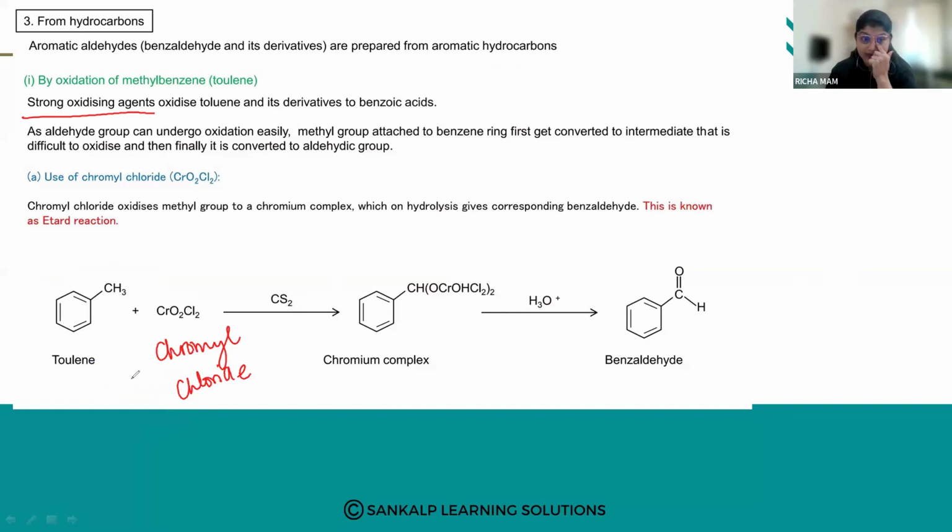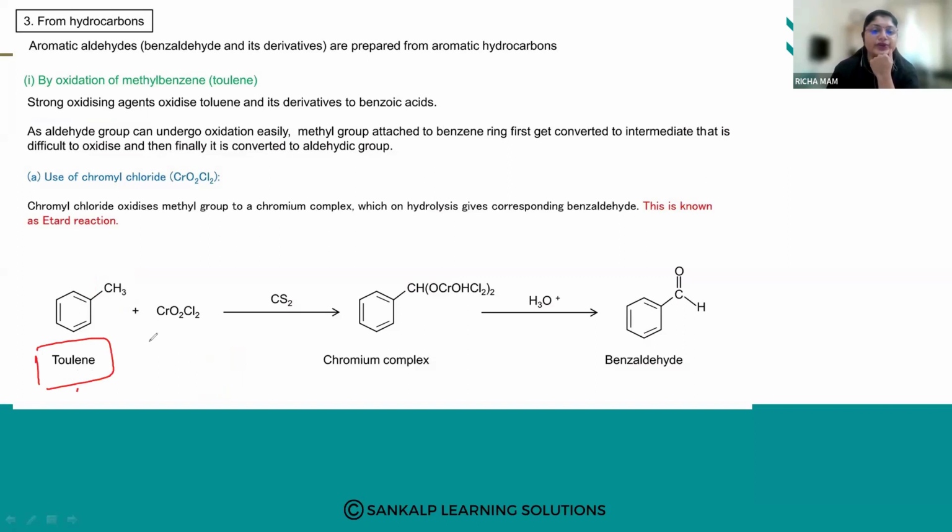So this is toluene. Toluene is methyl benzene. You have a substituted benzene group. So this is an aromatic hydrocarbon. You have a methyl and a benzene, so it is a methyl benzene. The common name is toluene.